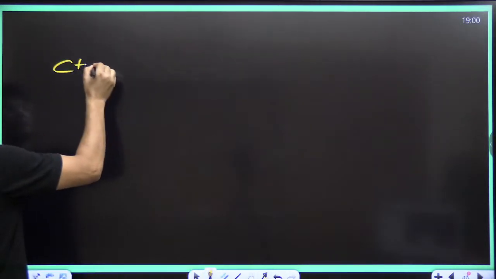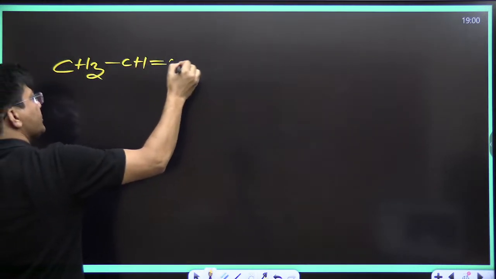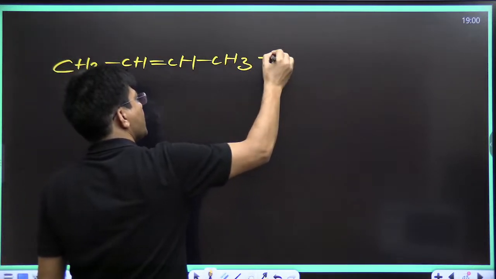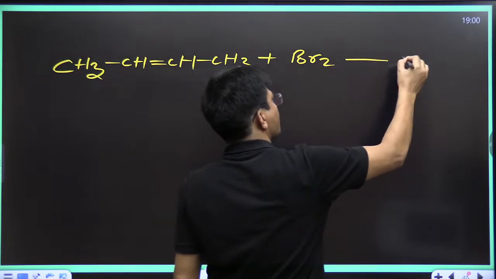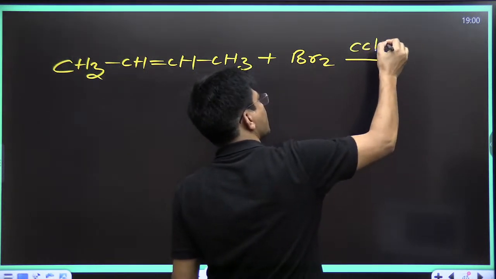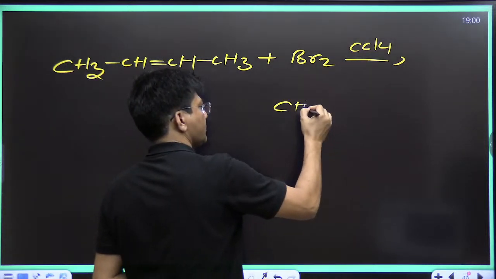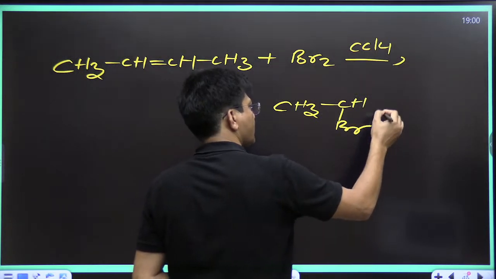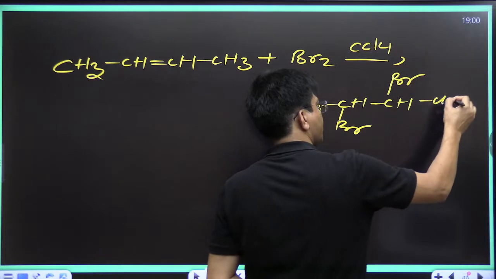See to it. CH3 CH double bond CH CH3 plus Br2 in CCl4. What will you get? Simply I can write the product like this: CH3 CHBr CHBr CH3, my dear friends.